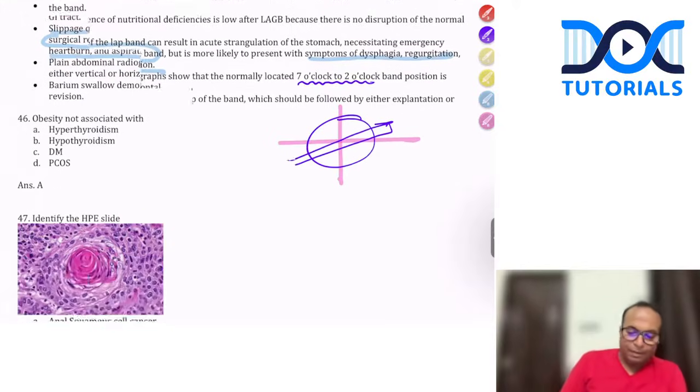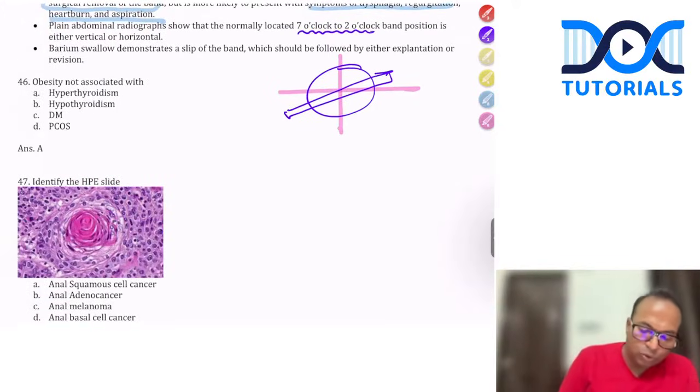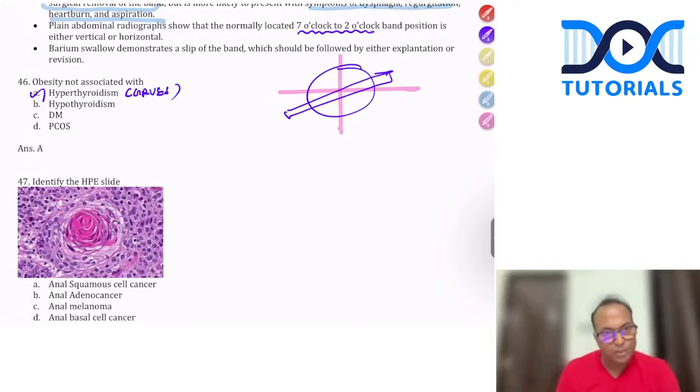No doubt in that. Obesity is not associated with hyperthyroidism or Graves' disease; they have weight loss. That's a classical question. Hypothyroidism, diabetes, and PCOS will have obesity.